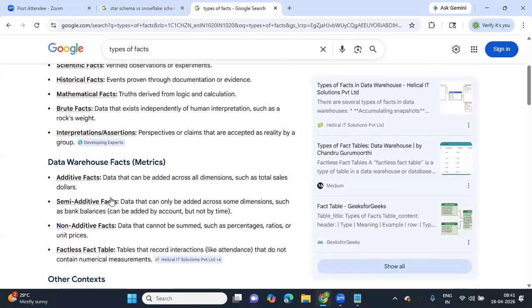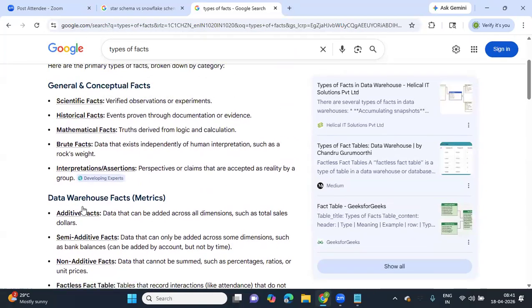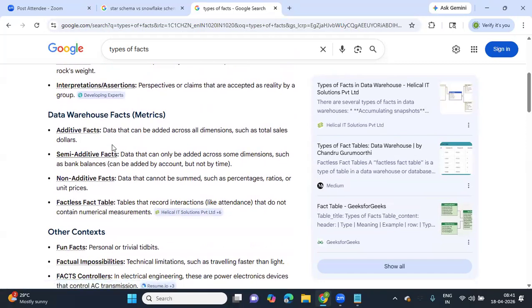There are various things. Okay, let's focus on these data warehousing metrics. Additive facts: data that can be added across all the dimensions, such as total sales or the total sales amount. Dollars means amount. Okay, semi-additive: data that can only be added across some dimensions, such as bank balances, which can be added by account, not by time.